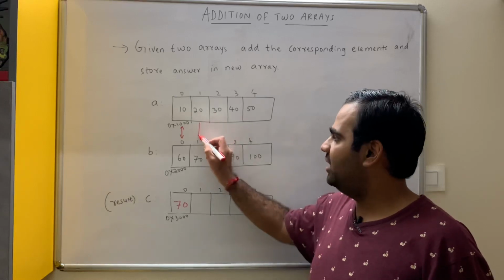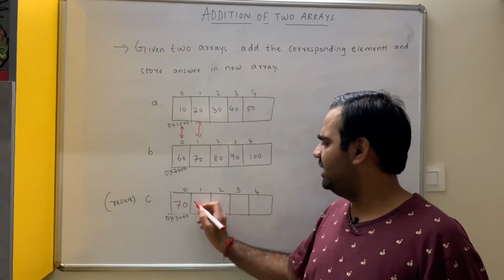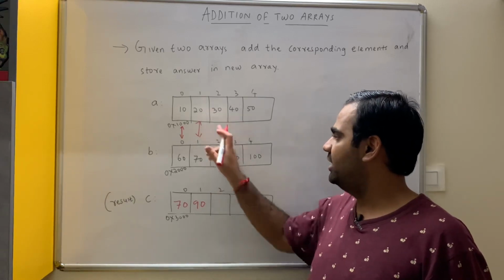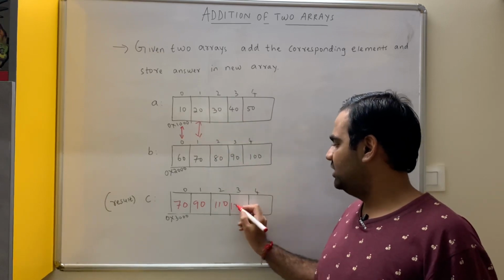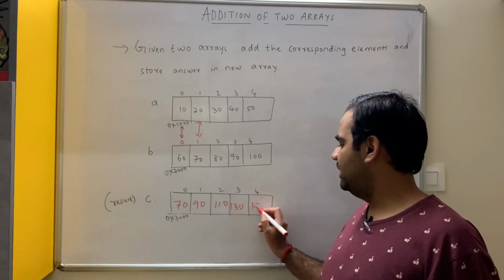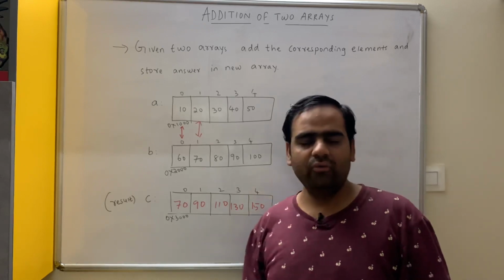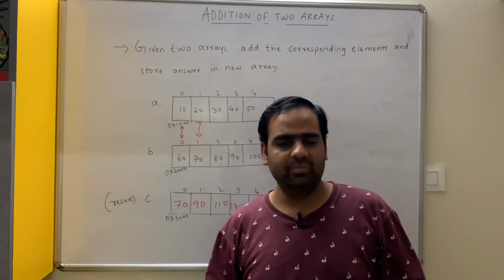Now we will add 20 and 70, which is 90, 30 and 80, which is 110, 40 and 90, which is 130, and 50 and 100, which is 150. This is how we want to add the corresponding elements of the array.